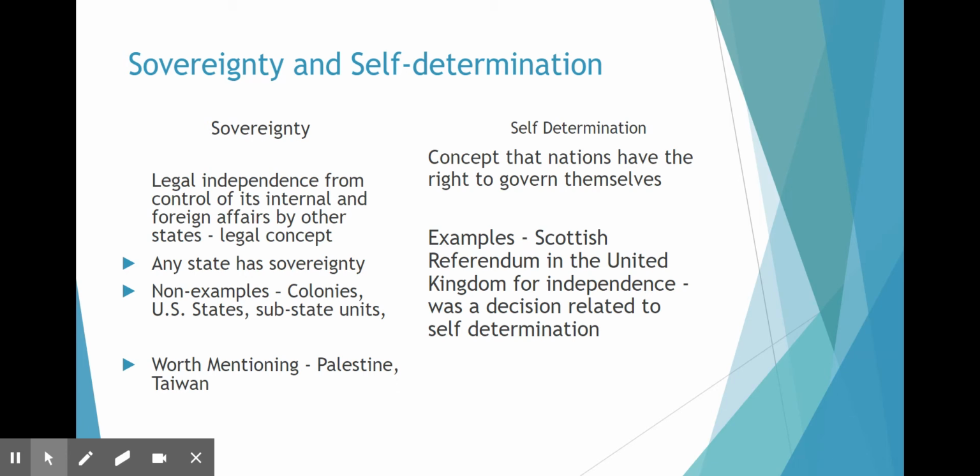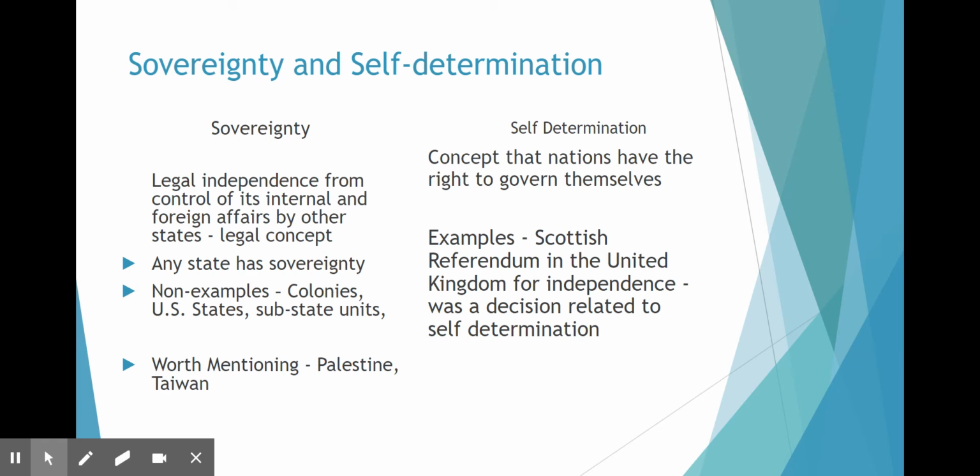Sovereignty means the legal independence from control of its internal and foreign affairs by other states, right? So this is a legal concept, and essentially has the idea of legal status or legal recognition or independence. Anything that you can consider to be a state, or like we often call them, countries, would have sovereignty. So the United States, France, Japan, Kyrgyzstan, all of those would be states that have sovereignty.